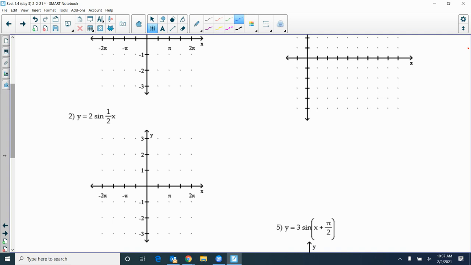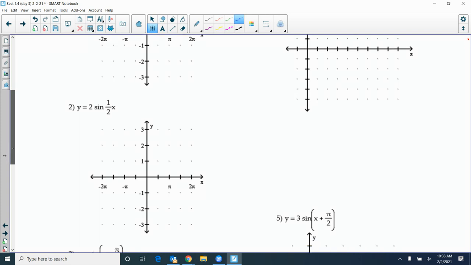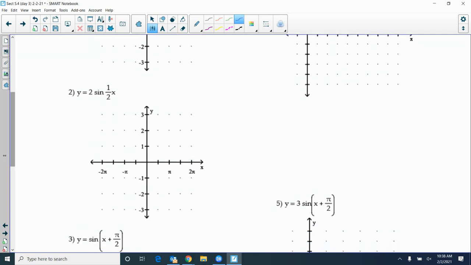Alright, hey, if you're moving, you need to be quiet for about 5 minutes so I can talk. Number 2, y equals 2 sine of a half x. This first 2 is going to change the amplitude. Now, I'm going to write on mine, to give me a reference, normal sine from -2 pi to 2 pi will look like that. Okay, 2 cycles, height of 1.